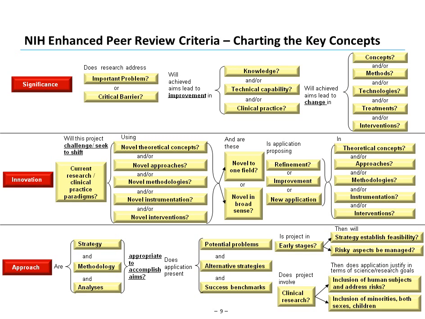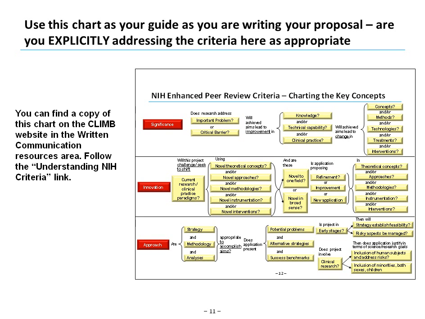So here are all the key concepts for significance, innovation, and approach laid out. Now, you can find a copy of this chart on the Climb website in the Written Communication Resources area. Just follow the Understanding NIH Criteria link, and it will take you to the place where you can download a PDF of this chart. Print out this chart and put it in front of you as you are writing your proposal. Use the chart as your guide. And ask yourself, as you're writing, are you explicitly addressing the criteria that are laid out here as appropriate?